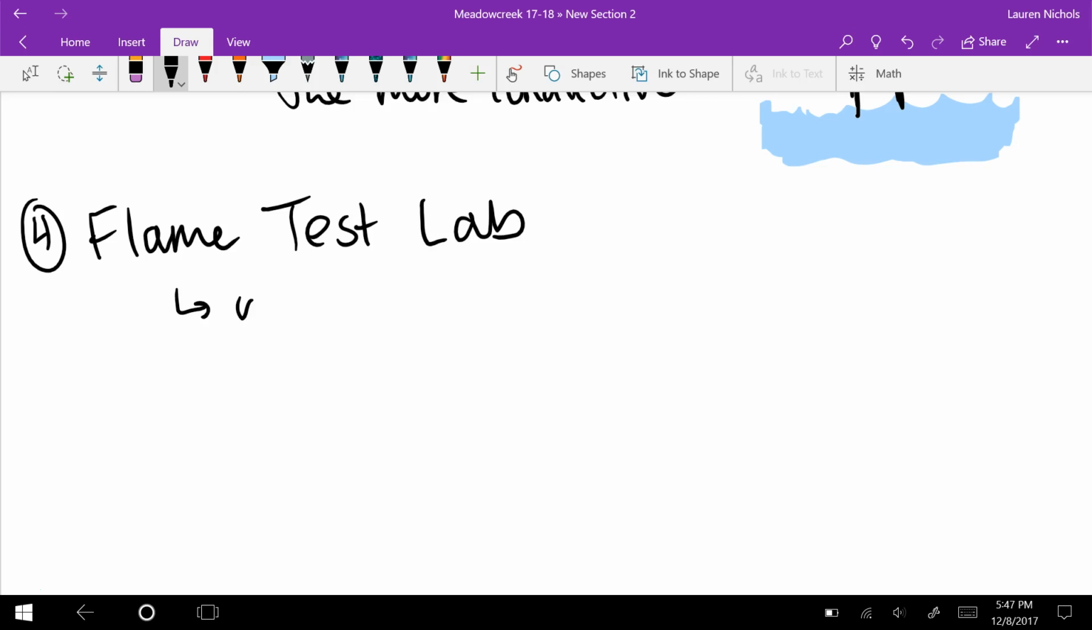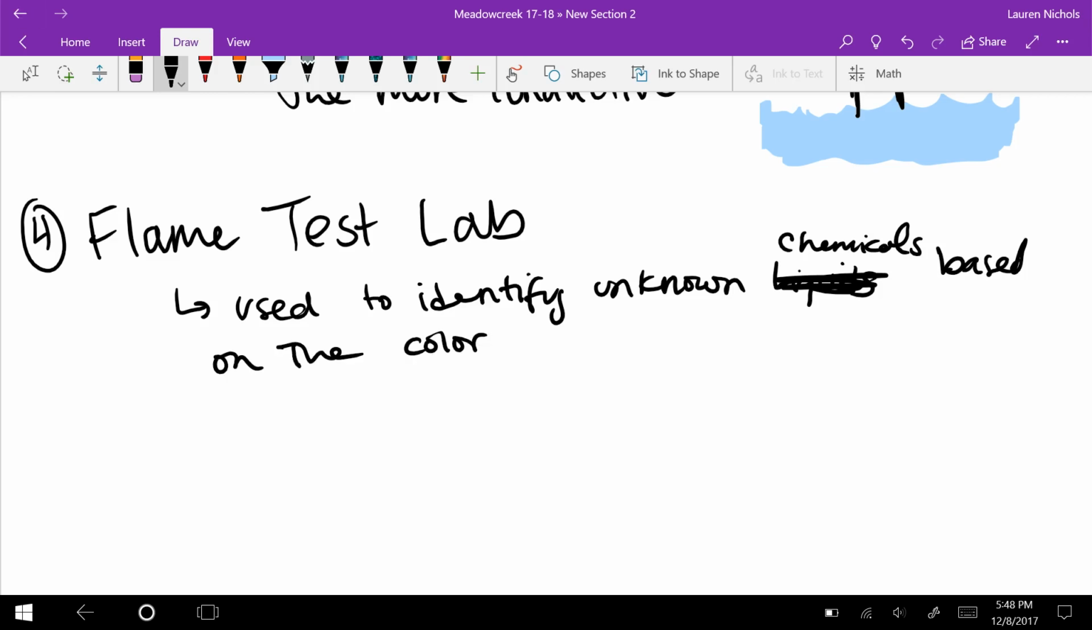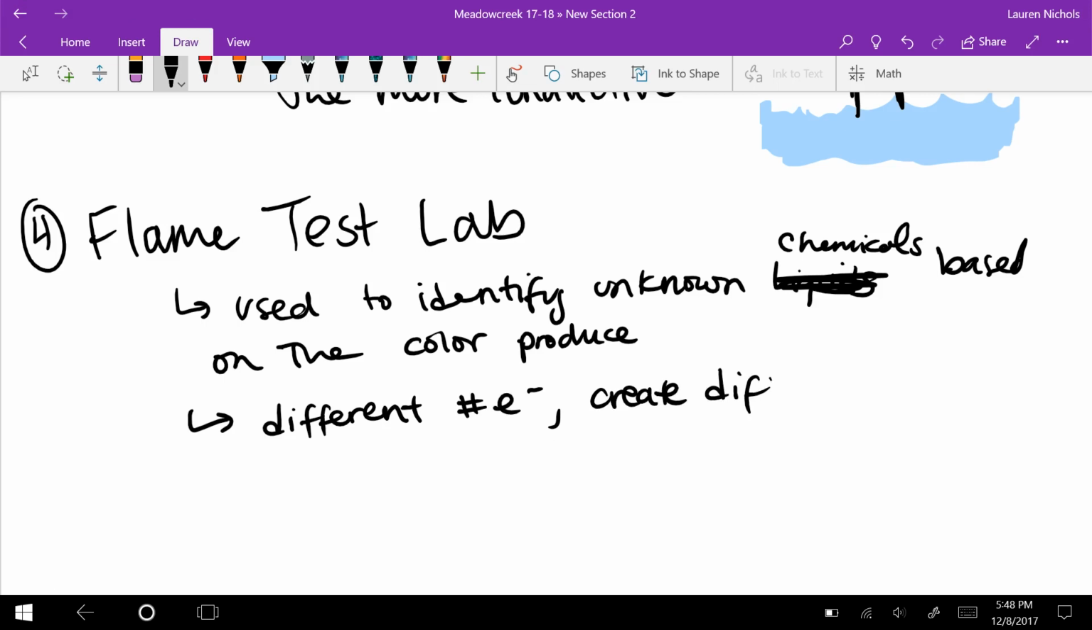Okay, we know that the flame test lab is used to identify unknown liquids, or really just unknown chemicals, based on the color of light produced. Okay, now the reason why they produce different color lights is because if you have a different number of electrons, they create different patterns. And different patterns means different colors of light. That's a pretty cool thing.